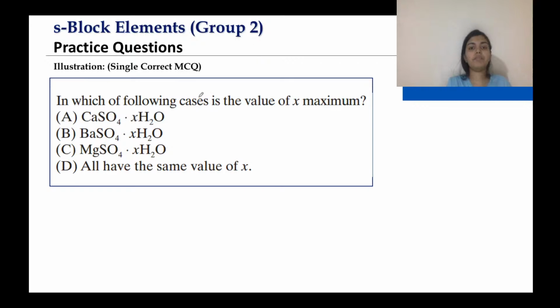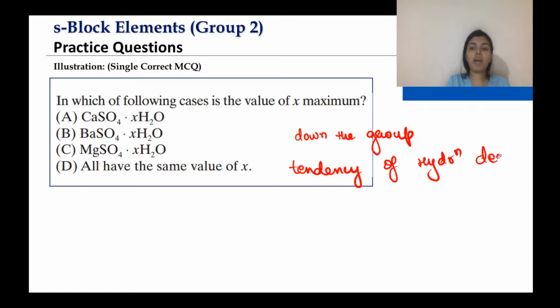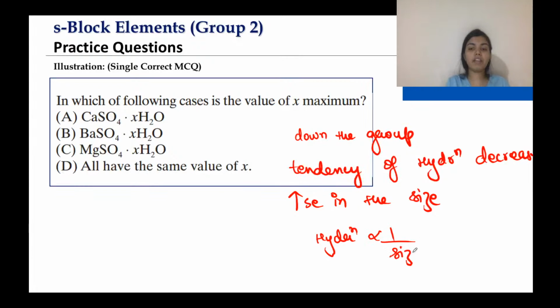I'll give you a hint that down the group, tendency of hydration decreases. Why? Because there is an increase in the size, and we know that hydration is inversely proportional to size. So as the size increases down the group, hydration decreases. Now you tell me which one of them will be associated with the maximum value of water.